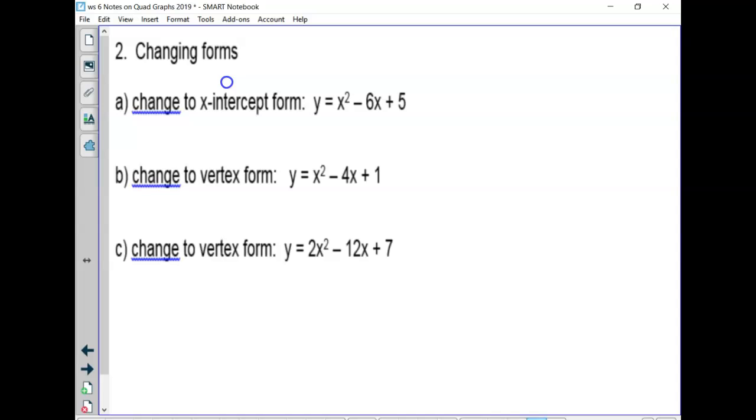So this section just wants us to change forms. There are a couple options here. To change to x-intercept form, what is the name for x-intercept form? The other name. Yes, so all we really need to do is factor. So this would be y equals, anybody know how that factors?